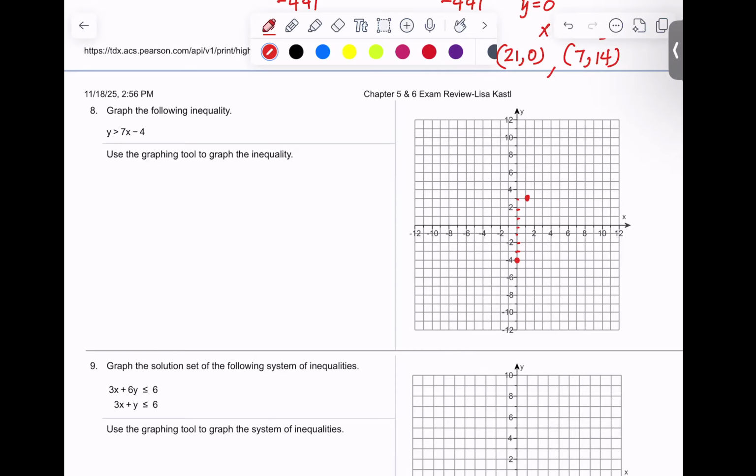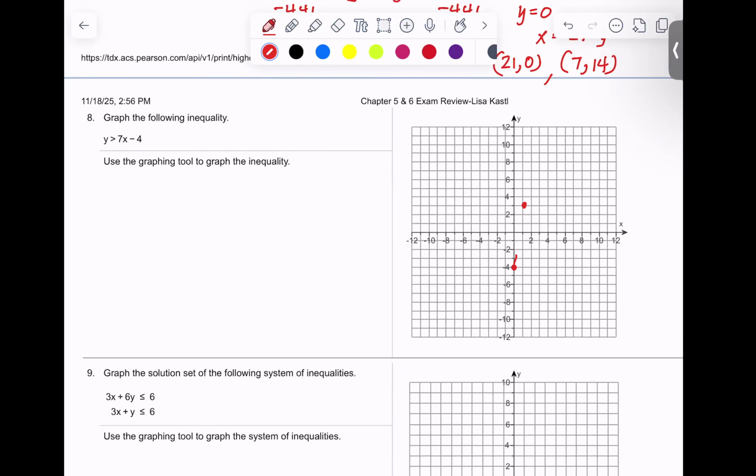I'm going to graph this using a dashed line. So in MyLab Math, when I graph the line, make sure that that is dashed. And it's dashed because it's y is greater than, not y is greater than or equal to. So the line is not included in the solution. So you want to be sure and graph that as a dashed line.